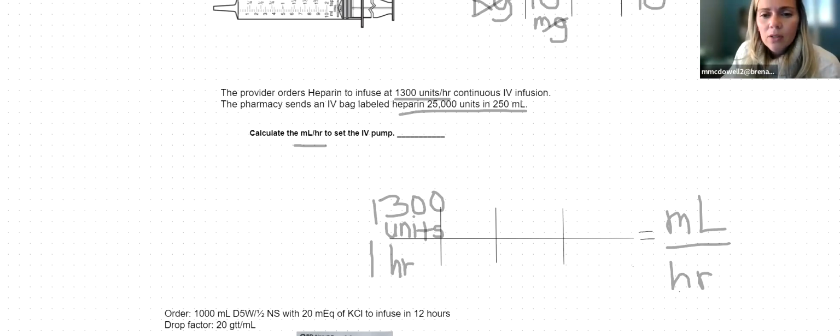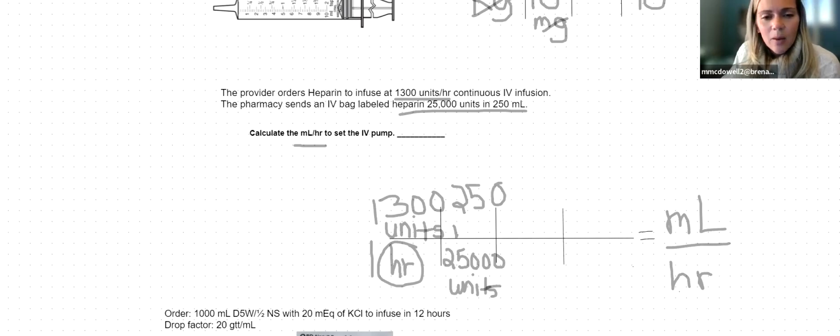Okay, what do you notice about this? I always tell my students, cross out or circle if they have anything. You already can tell, we already have hours. Okay, so that's wonderful, that matches. But we have units, which we don't want. We want milliliters. So now we're going to have to enter in what pharmacy sent to us. Okay, so they sent us a bag that had 25,000 units in a bag with 250 milliliters.